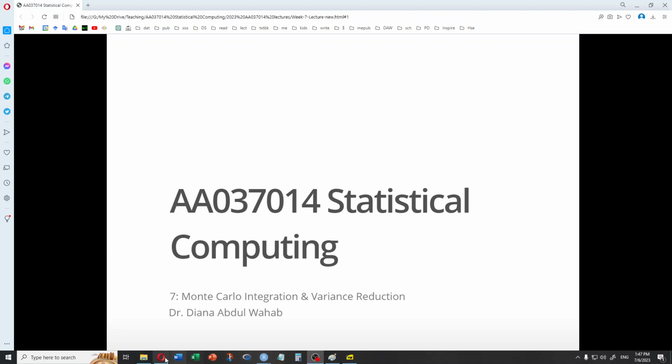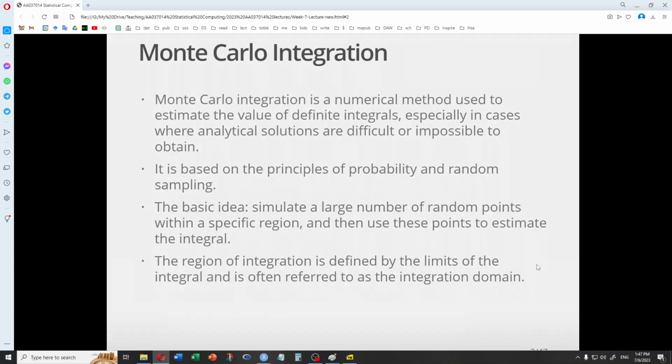Hello, good day everyone. This is a recording on the topic Monte Carlo integration and variance reduction. The lecture will be divided into two parts. The first part will discuss Monte Carlo integration, and the second part will talk about the various techniques in variance reduction, how to reduce the variance. Let's go to the first subtopic, which is Monte Carlo integration.